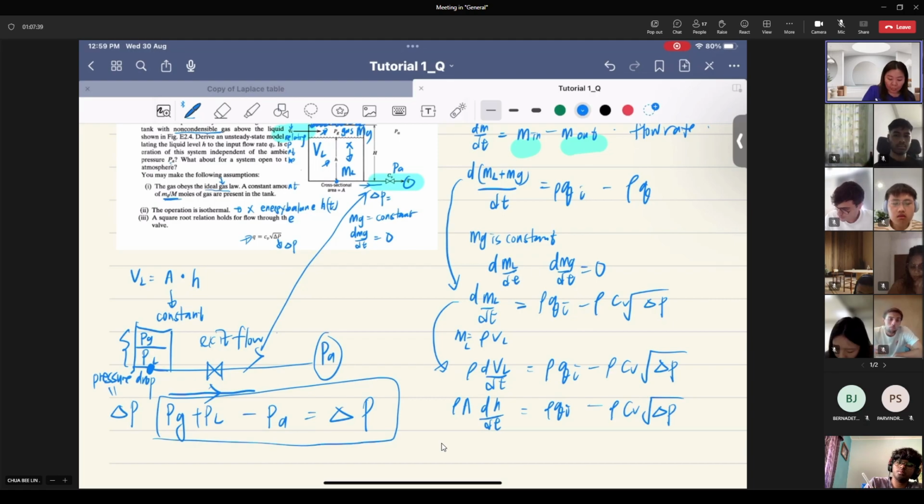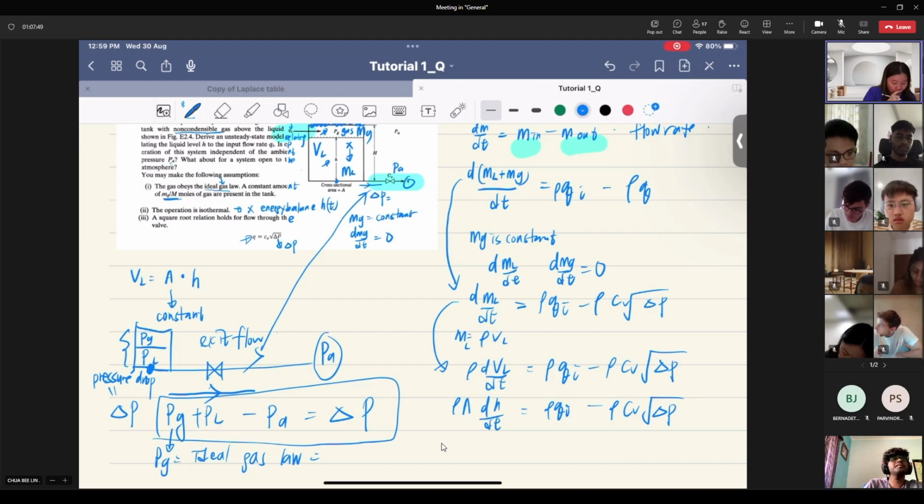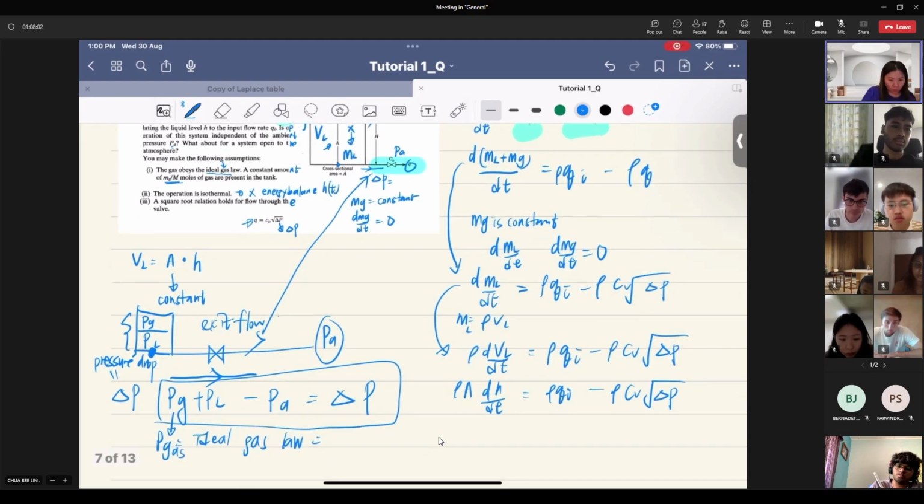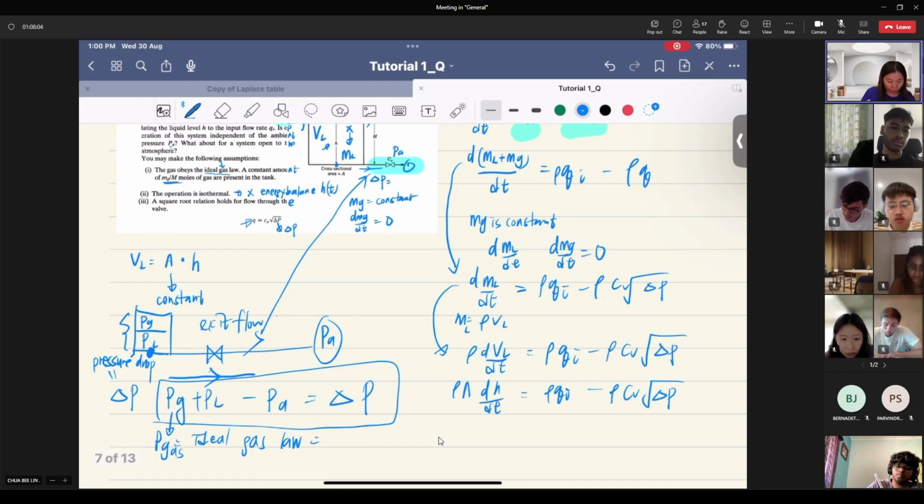So now for PG, you should relate to the ideal gas law. This PG will use the one you have learned previously, PV equals nRT, remember? So this is about the gas. The ideal gas law will give you the pressure, PV, so we move the V to the other side. Okay, some recap.